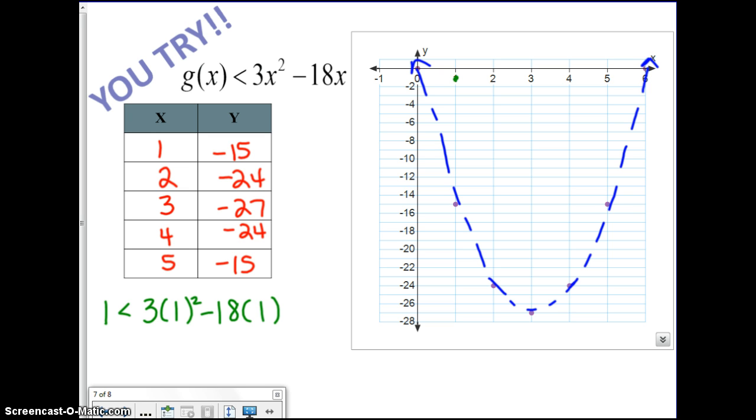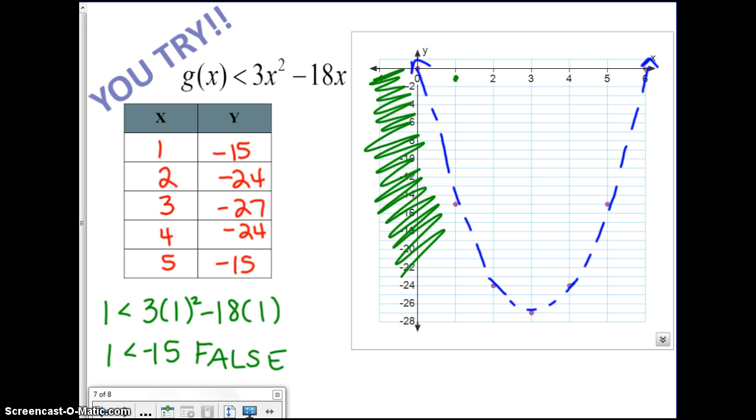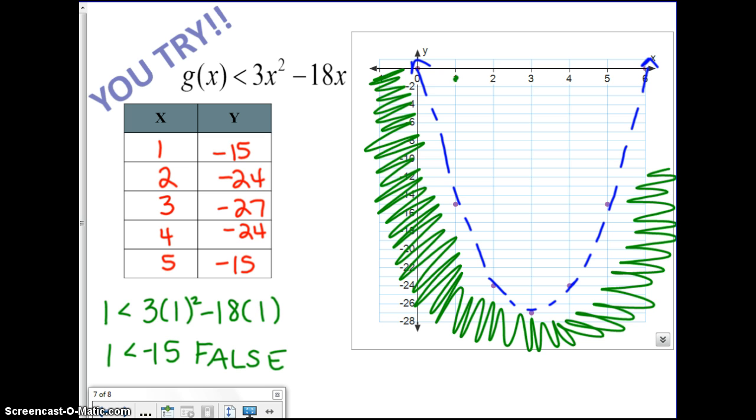So 3 times 1 squared minus 18 times 1 is negative 15. Is 1 less than negative 15? It is not. That is a false statement. So what that means is I shade not where 1, 1 is, but on the other side. So since 1, 1 is on the inside, I have to shade on the outside. Alright, so that is your solution.